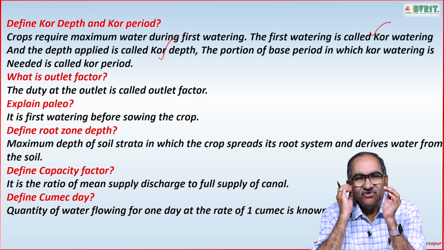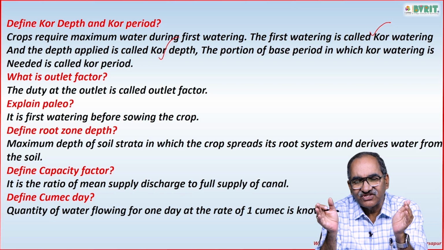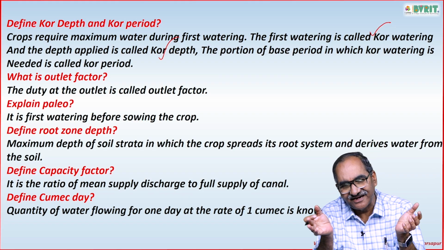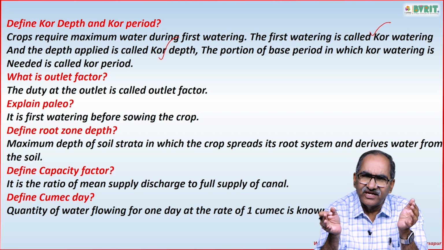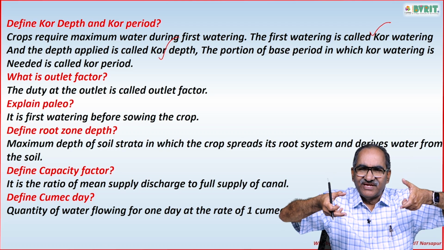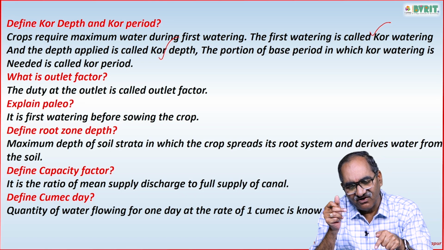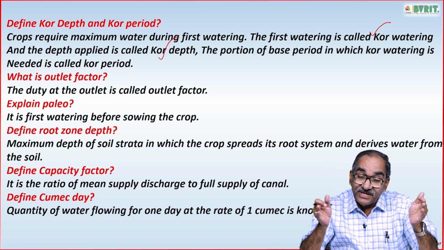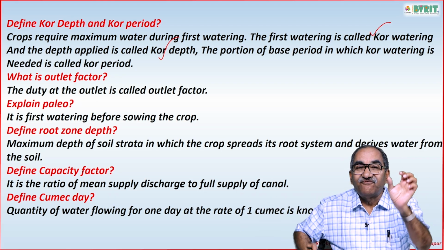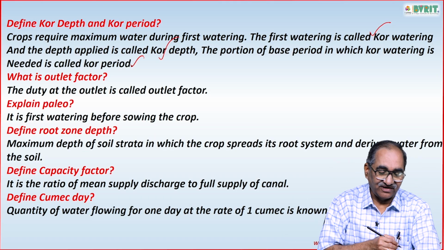During this core watering, that means initial preparation of the land, the first watering, maybe 2-3 days, maybe 5 days, maybe 7 days, maybe 10 days, you supply until the soil moisture is attained, until saturation is attained. That is what we call core depth. And the first watering period, maybe 1 day, 2 days, 3 days, or 5 days, is called the core water period.